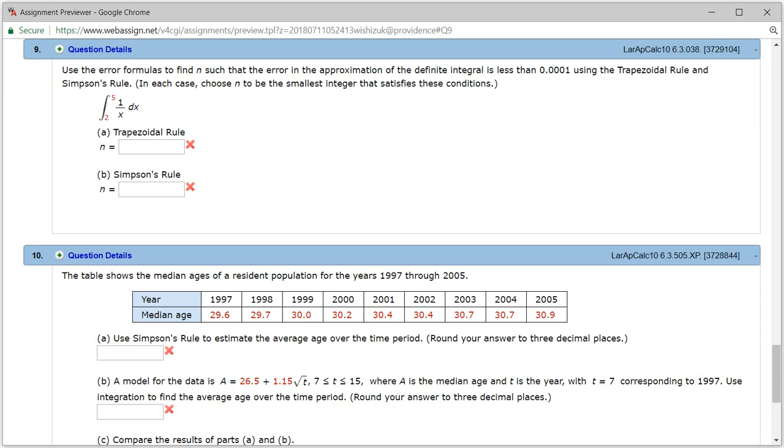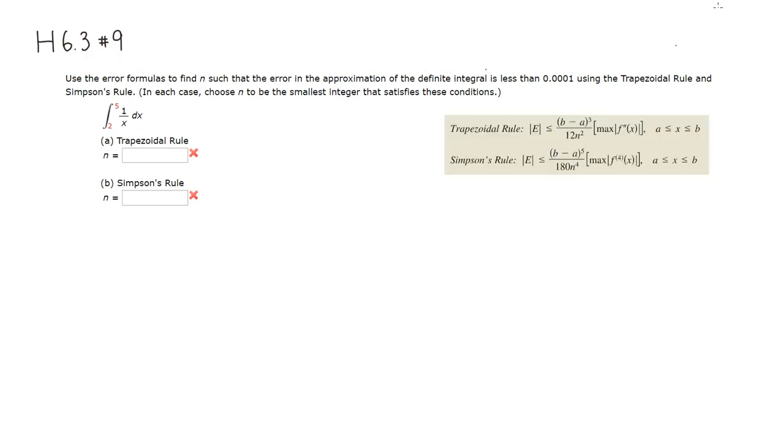Alright, let's look at homework 6.3, problem number 9. We want to find the n value for the trapezoidal rule and the Simpson's rule so that the error is guaranteed to be less than 0.0001. Alright, so let's do that. We're going to use the error-bound formulas. Let's do part A, trapezoidal rule.